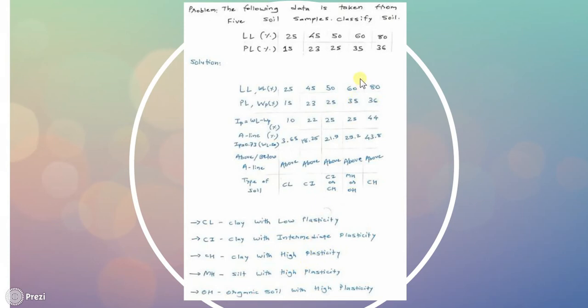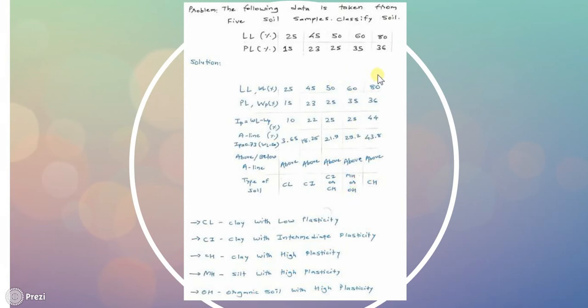In the next case, liquid limit is 60%, plastic limit is 35%, and IP comes as 25, where the A-line value is 29.2. So it will be below the A-line. Sorry for this misprint, it is below the A-line. As it is below the A-line, it will be MH or OH, as silt with high plasticity or organic soil with high plasticity. It is high plasticity due to liquid limit greater than 50%.